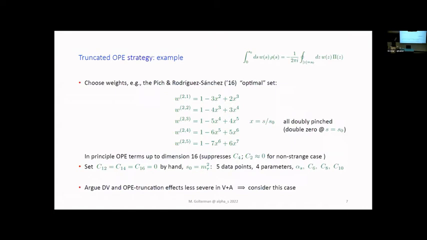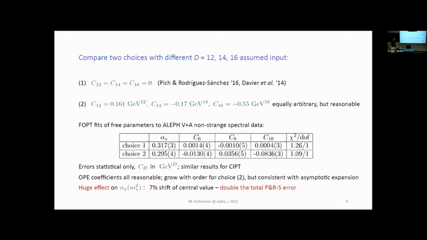So that's the case that we will consider in this talk. Here I'm going to compare, as a sort of warm-up, two choices. You can choose either the choice that's being made in the standard approach, which is to set the higher order coefficients equal to 0, but I can make some other choice, right? Another choice that's equally arbitrary, but reasonable.